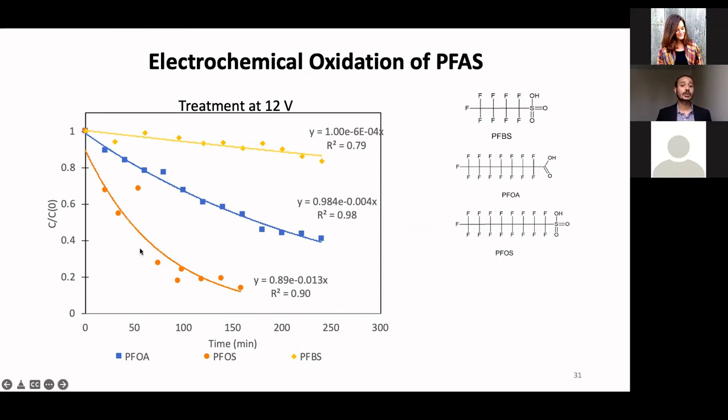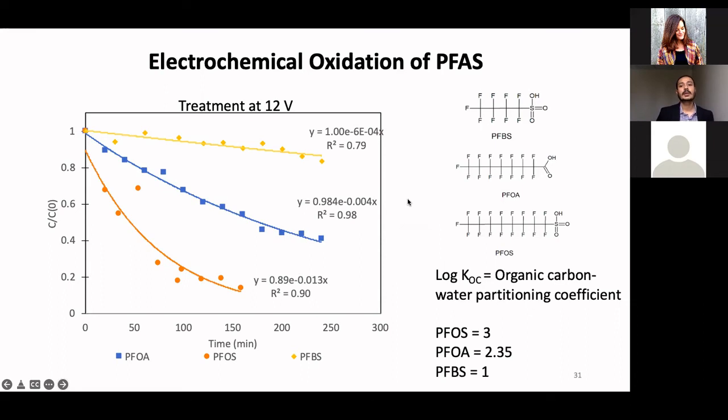So we observe good removal of PFOS, which is the orange curve, and PFOA. And this plot is essentially C over C naught with time. But we saw only limited removal for the short chain compound PFBS. From this data, we understand that direct oxidation is the main pathway by which PFAS is being degraded using the electrochemical oxidation system. And as you can see, because PFBS has a poor sorption coefficient, it did not come into contact with the anode material for it to be destroyed.